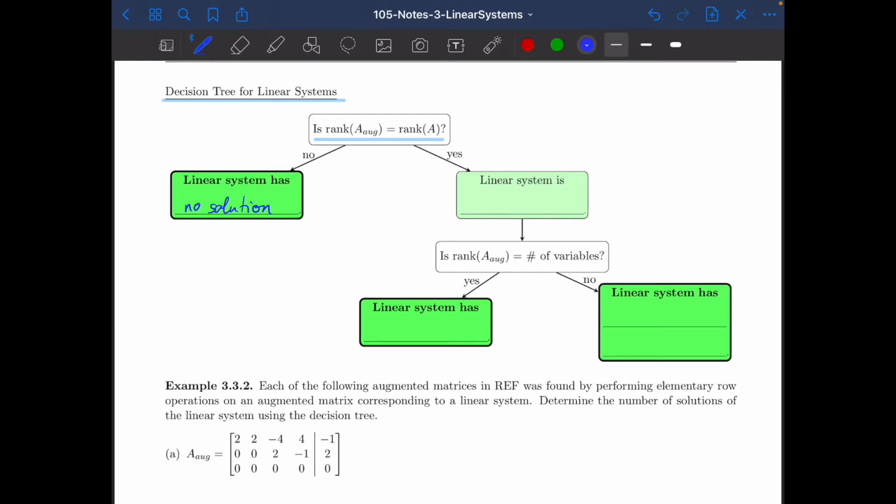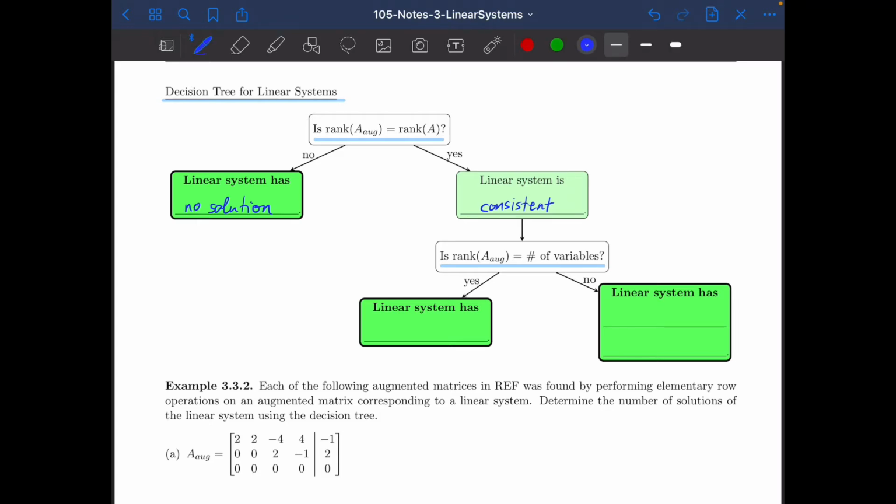Now remember that both a linear system with one solution and a linear system with infinitely many solutions is consistent. And so if the rank of the augmented matrix and the rank of the coefficient matrix are equal, if the answer to this first question in the decision tree is yes, then we can say that the linear system is consistent. But in order to determine if the linear system has one solution or infinitely many solutions, we need to compare the rank of the augmented matrix with the number of variables of the linear system. So the next question is: is the rank of the augmented matrix equal to the number of variables?